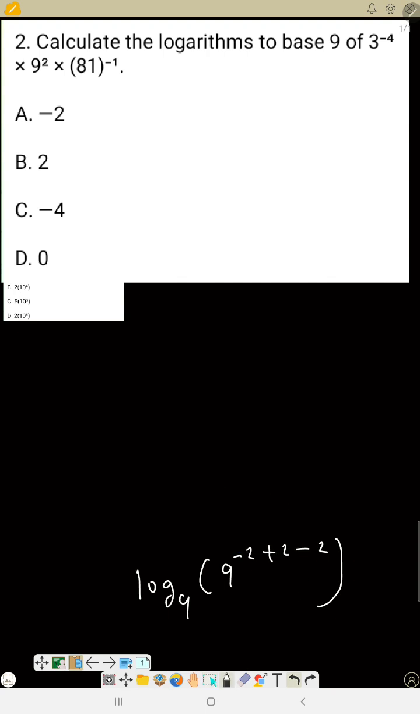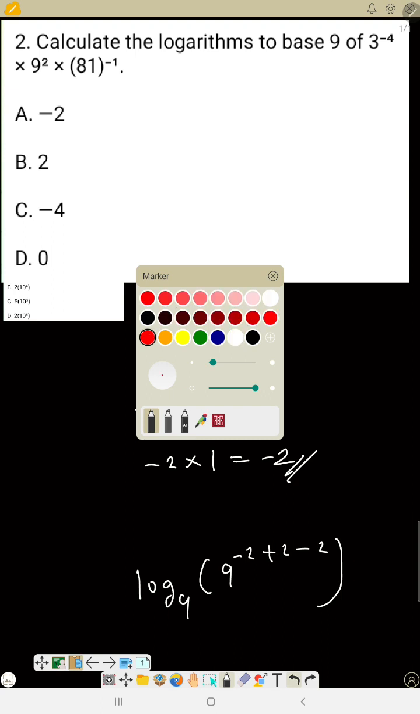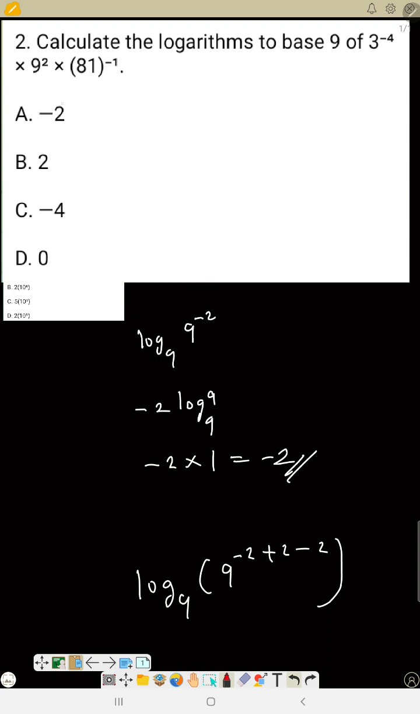So what I will have is log 2 base 9, 9 raised to power minus 2. Now bring that minus 2 to the back. So that will be minus 2 log 9 to base 9. That is minus 2 times 1, which is minus 2. So the correct answer here is A.